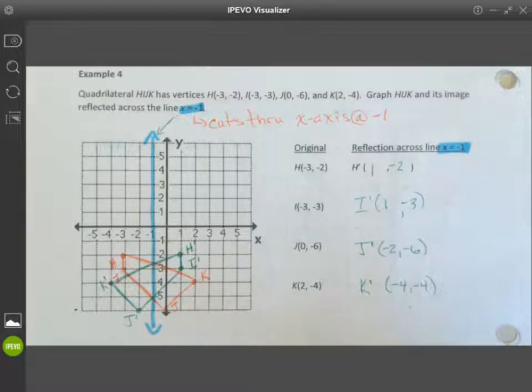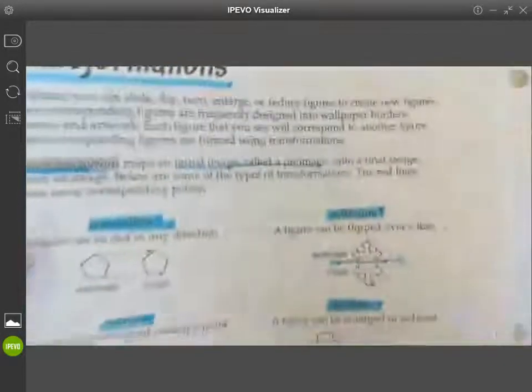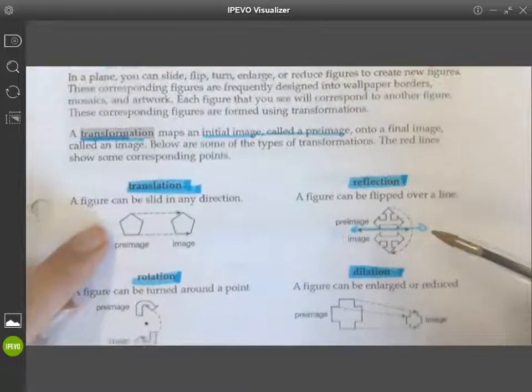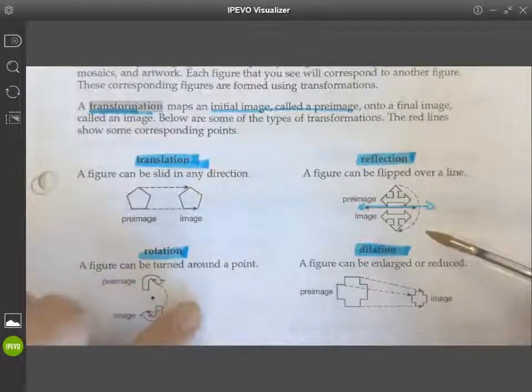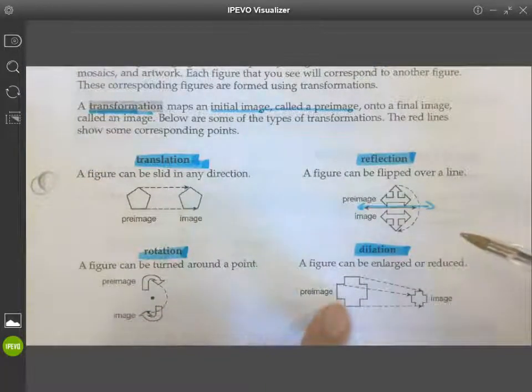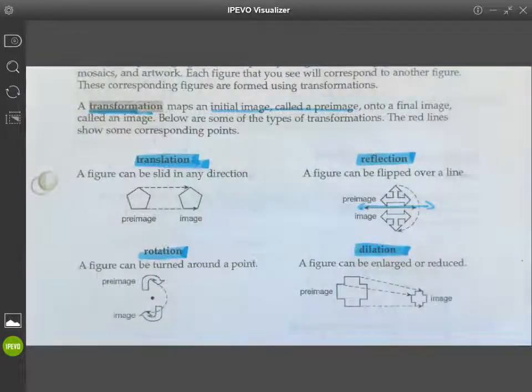So we focused on reflections, but there are 4 types of transformations, right? Reflection is where you flip something like a mirror image. Translation is where you slide it. Rotation is where you spin it around a point. And dilation is where you make it bigger or smaller. All right, so that is what I wanted to do with that.